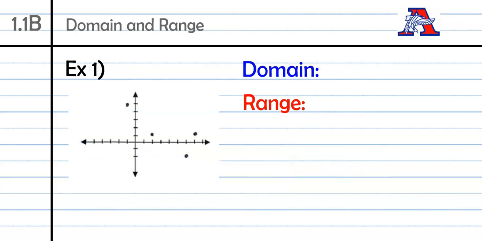So let's look at a couple examples. I think that'll really help us a lot here. If we're looking at this first one, our graph is just 4 different points. They're not connected at all. We're not allowed to connect them. We're just going to look at x values and y values.